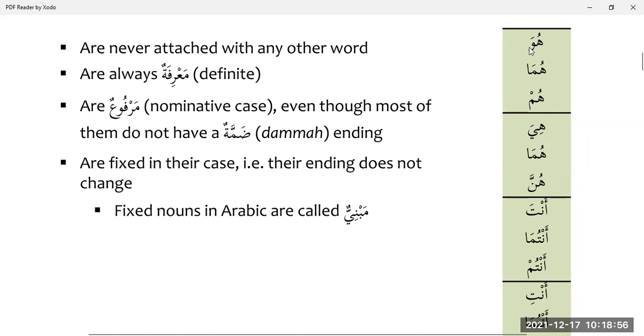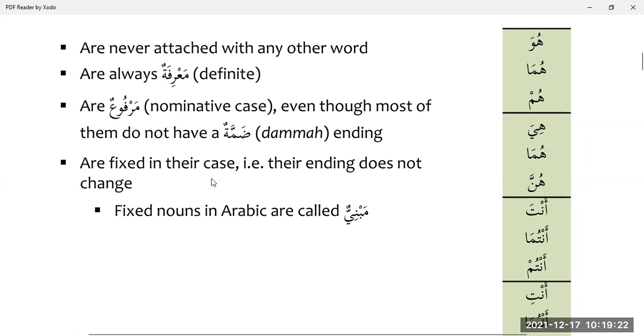Huwa, this is an ending with fatha. Huma, this is an ending with alif. Hum, this is silent. Mim is silent. Here there is a fatha. So even though there is no dhamma ending, they are marfu. They are in the nominative case.